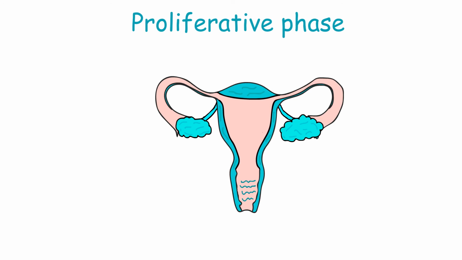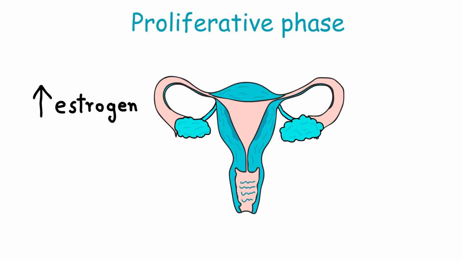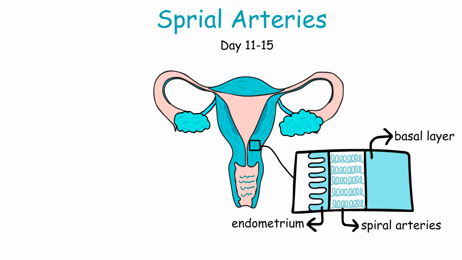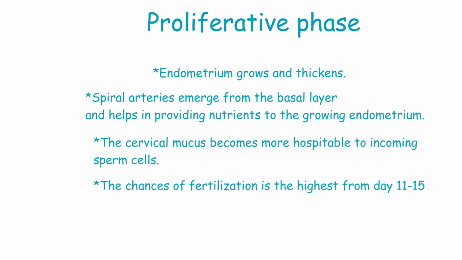Once menstruation is complete, the high estrogen levels in the bloodstream cause the thickening of the endometrium and the development of spiral arteries. Spiral arteries are special arteries that provide the endometrium with the nutrients it requires to grow, and they emerge from the basal layer of the uterus. Similarly, the rising estrogen levels cause the cervical mucus to become more hospitable to sperm. The development of the endometrium and the change in the cervix both help in increasing the chances of fertilization. This increased chance of fertilization is highest between day 11 and day 15 of an average 28-day cycle. This is the end of the proliferative phase.